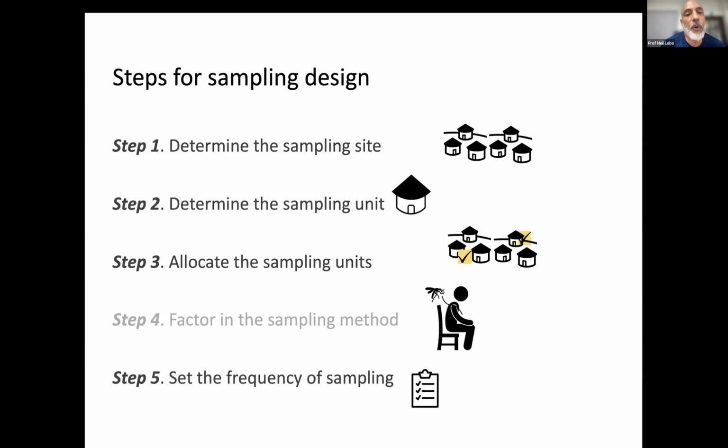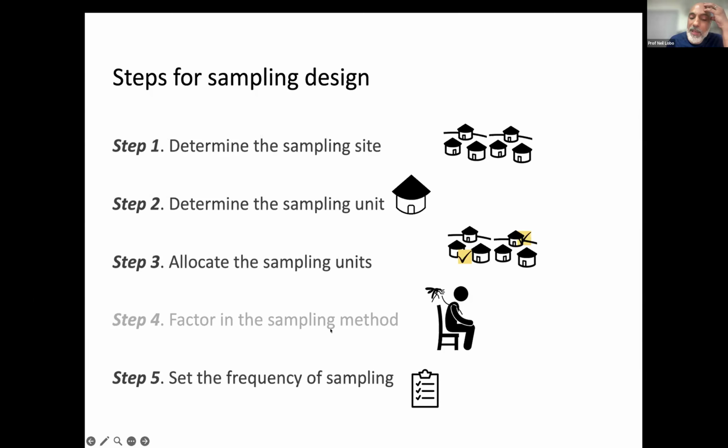So the steps for your sampling design are pretty simple. I'm pretty sure you all get this. We do 5 things. The first thing is determine the sampling site: which village, which area, which larval site are we going to use? Then we determine the sampling unit. Then we select the sampling units. And over here, you can see we select these 2 houses.